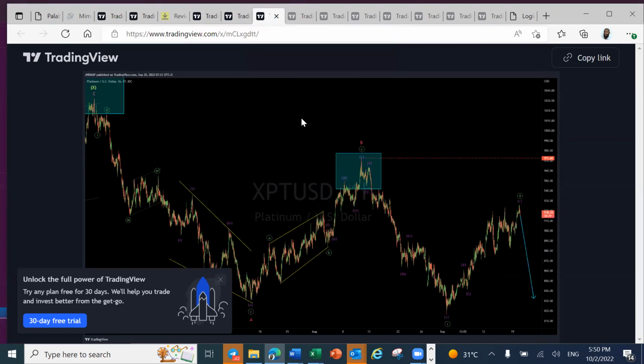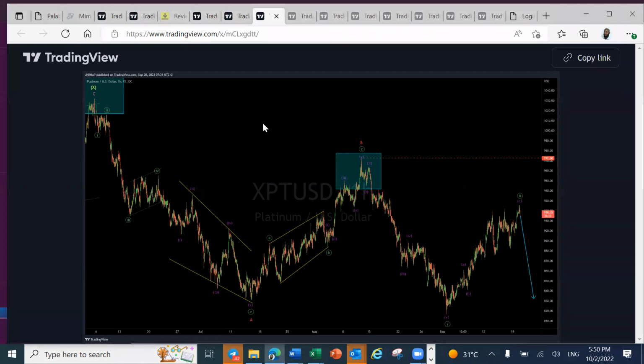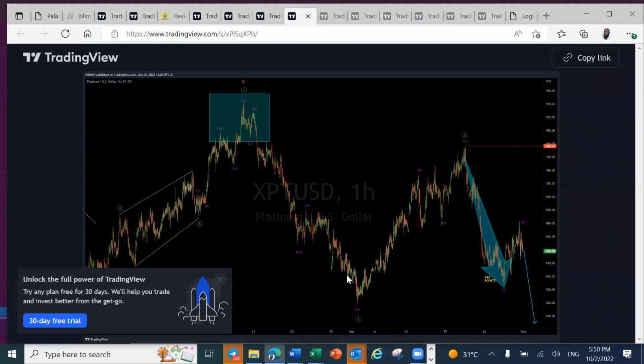Platinum was an easy one. We picked it right at the top where we were looking for this one to drop from around this level and give us this move. That was a simple analysis there. All the indications and the indicator were showing us that that's going to be the reversal. As you can see, from 938 we dropped around $100 as far as platinum is concerned. We still have a pullback here in 3 waves, which tells you that we're still expecting continuation to the downside on platinum.